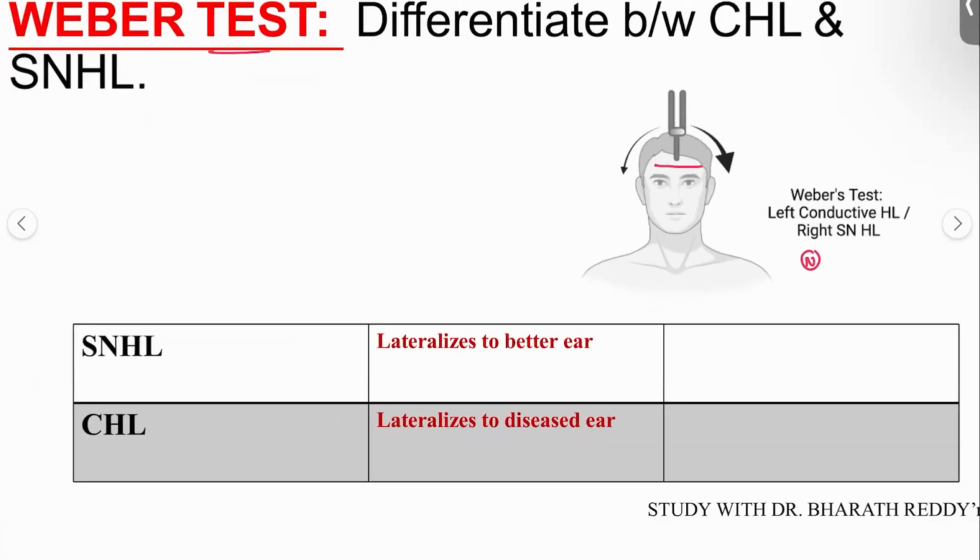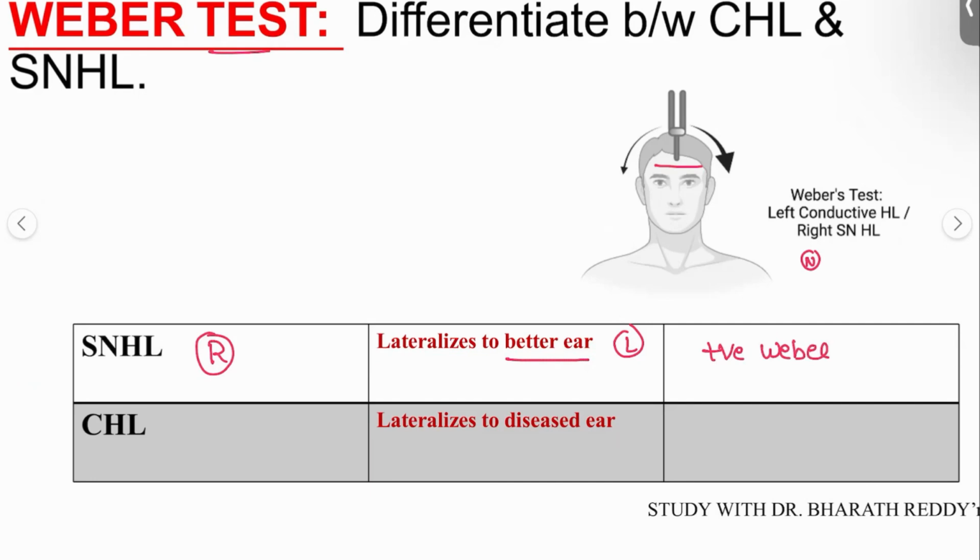But in some patients who are suffering from sensory neural hearing loss, let's say the patient has right-sided sensory neural hearing loss due to cochlear dysfunction. When we vibrate the tuning fork and place it on the forehead, the patient is going to appreciate the vibration on the better ear, that means on the left side. So the lateralization or localization of the vibration will be heard on the left side due to dysfunction of the right ear. So this is the positive sign of the Weber's test in sensory neural hearing loss.